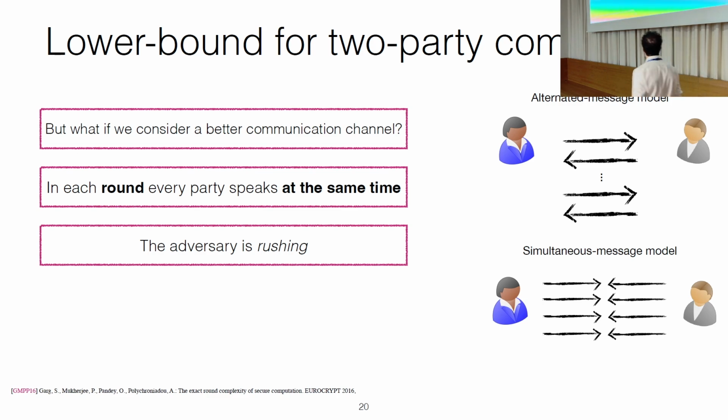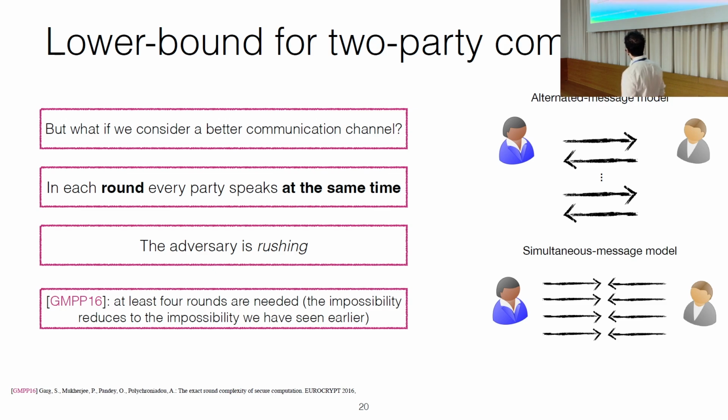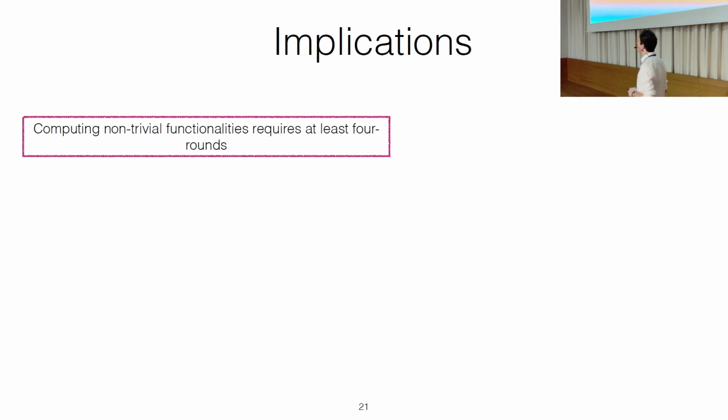In this model, things become a little bit better, but not by much, because we need at least 4 rounds of communication in this case. And the impossibility here is proven by a reduction to the impossibility result I showed you before. Okay. So the summary here is that if you don't have any setup and you want to evaluate some non-trivial functionality, like coin tossing or something more sophisticated than that, you need at least 4 rounds of interaction in this model where parties can simultaneously speak.